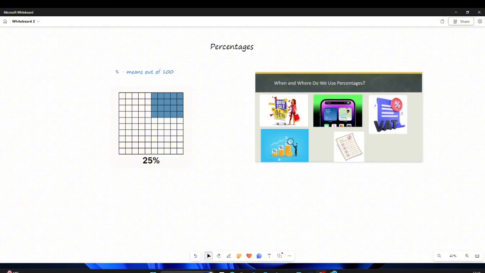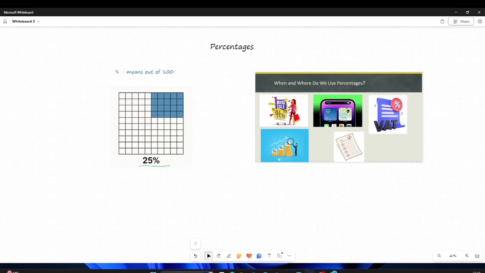So simply put, percentages is out of 100. Anytime you see a percentage, it means out of 100. So let's look at an example: 25%. 25% means out of 100, and that is the illustration that we have 100 small boxes, and we've shaded 25. So it means 25 out of the 100.